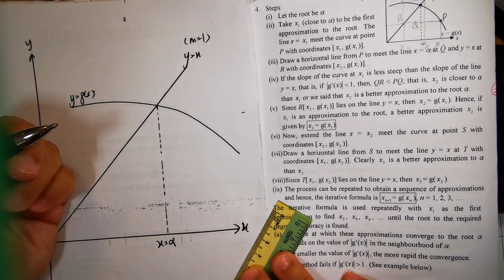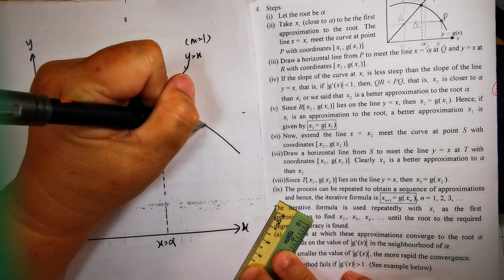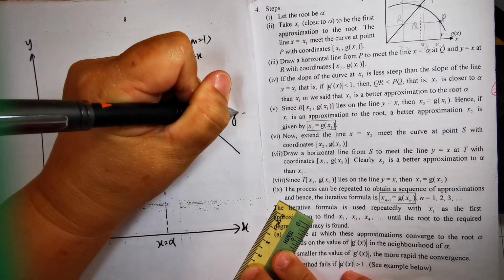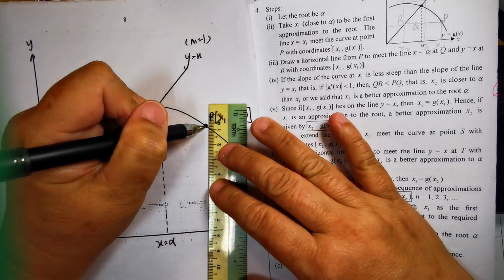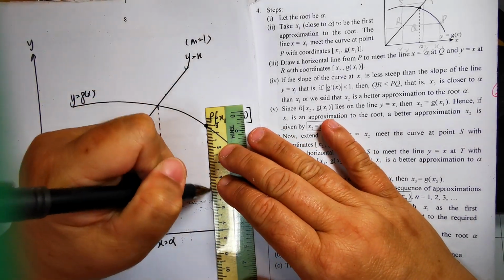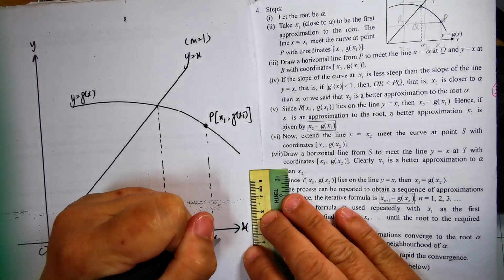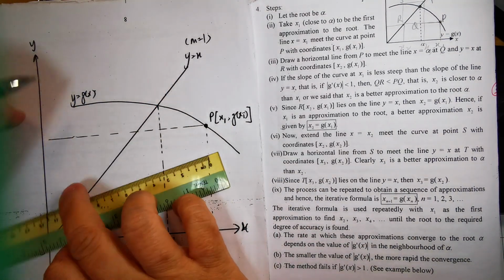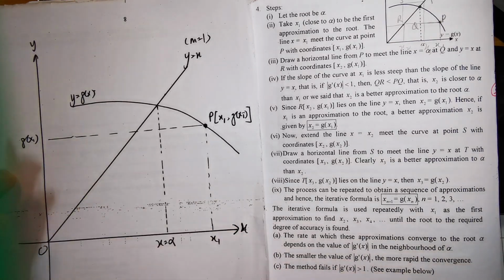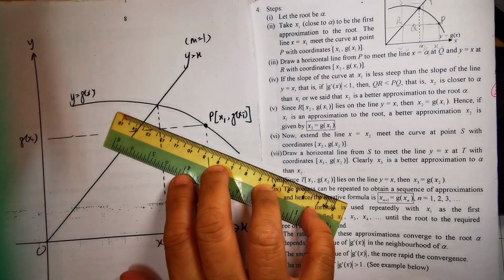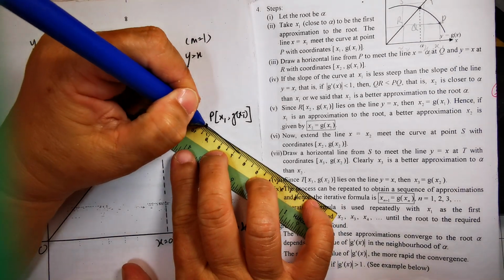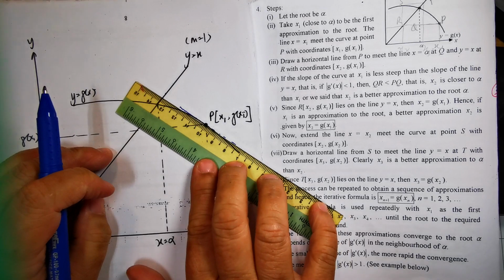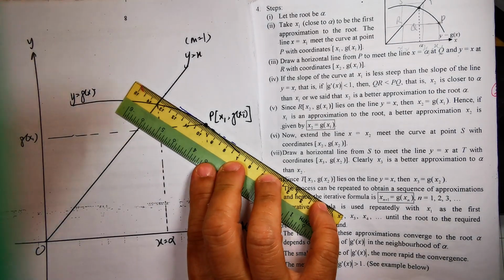Then I choose a point P here, let's say. This is point P with coordinates x1 and g(x1). You know that the y coordinate is g(x1). I think this is better. So you see that the slope at this point looks like this. Of course, the value is negative, but we want the modulus.